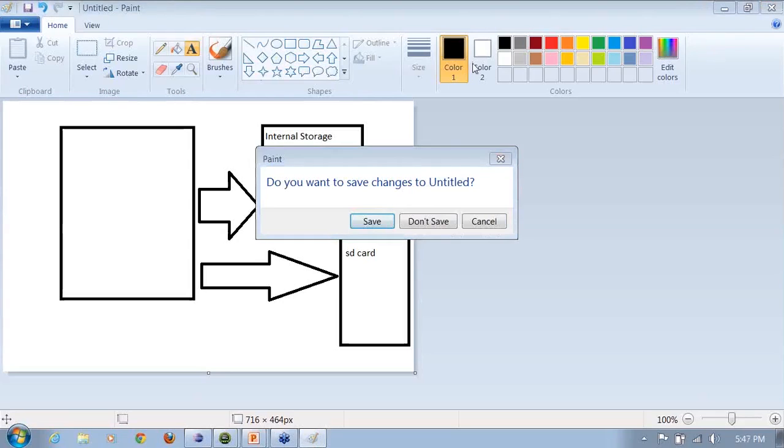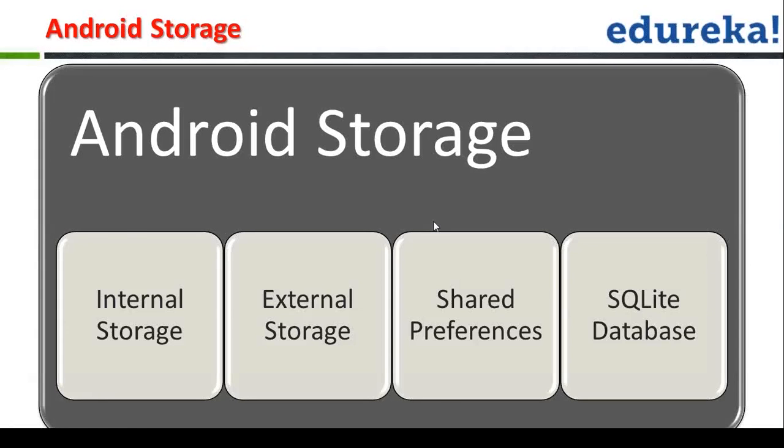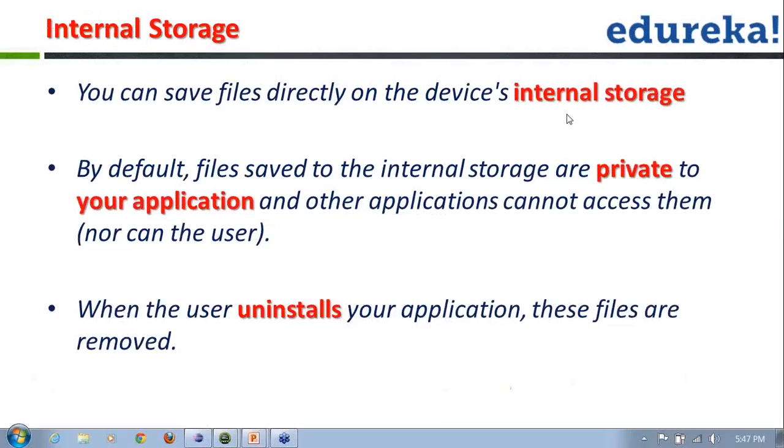Let's close this up. And now let's talk about the internal storage first of all. As I said, you can save files directly on the device's internal storage. By default, whatever files you save to the internal storage are private to your application, because they reside inside the application folder. The application folder where the application resides is inaccessible to the user. So whenever the user uninstalls your application, these files are automatically removed.